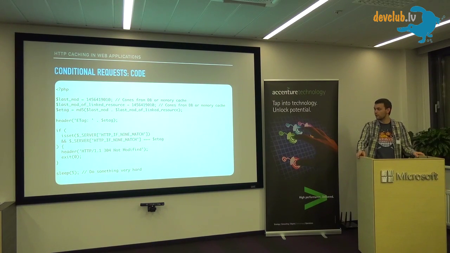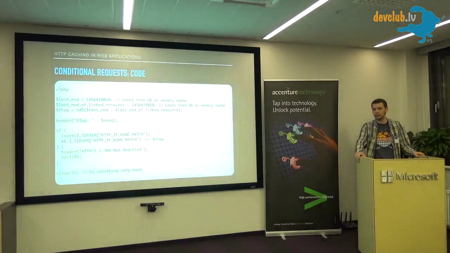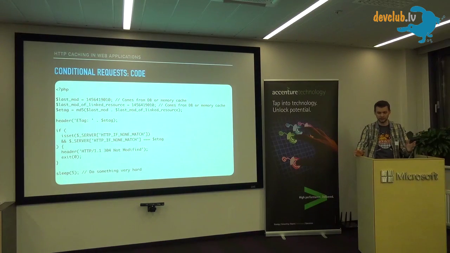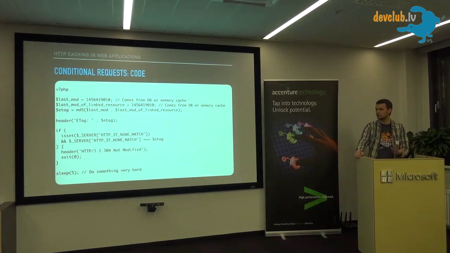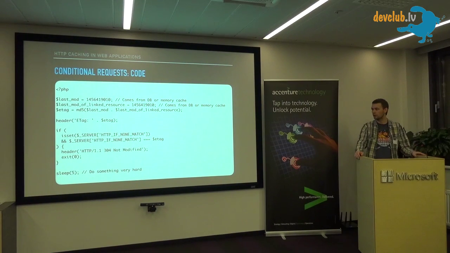Well, again, if worst comes to worst, and I've seen cases like this where we couldn't really decide the variables, or fetching the variables would not really make sense, so we decided to simply MD5 the response body. So we build up an HTML or whatever, and then we MD5 that string, and then we send it as an etag header.